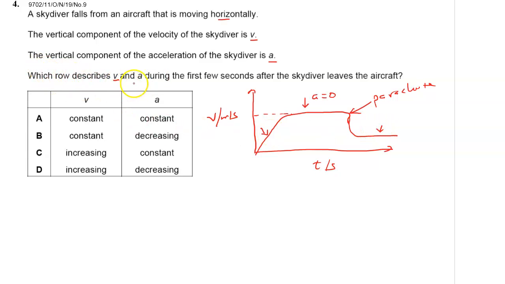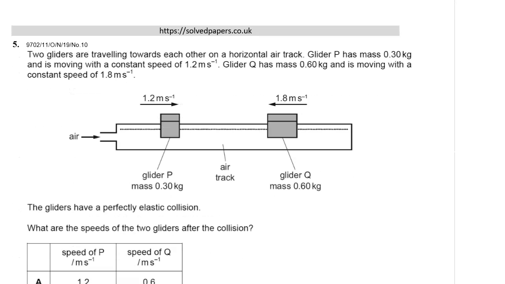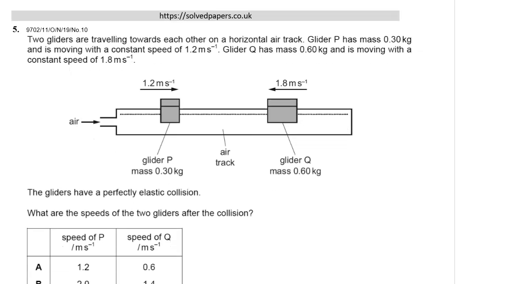So which row describes V? V is not constant, because after a few seconds V is actually increasing. So A and B are out. And what is happening to acceleration? You can see the acceleration is decreasing until it is 0. So acceleration is not constant. Acceleration is decreasing. So the answer is D. That was question 1-1, number 10.